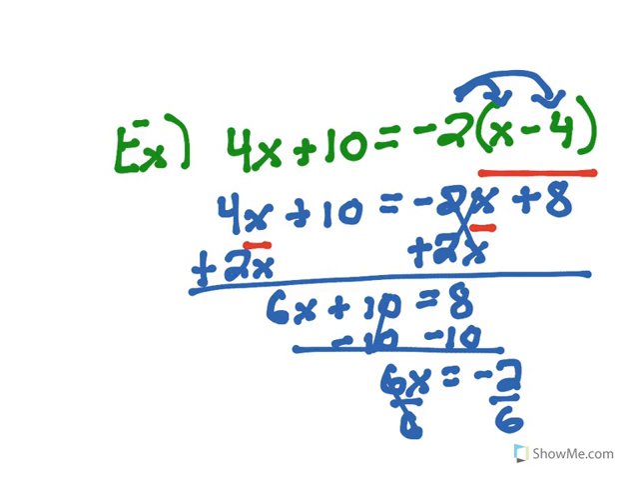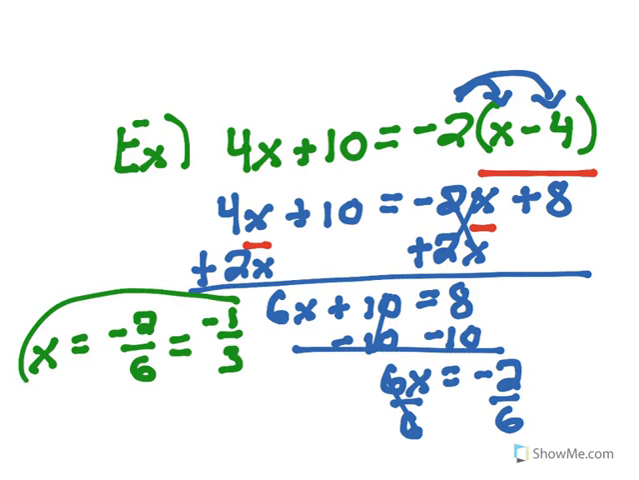Again, I'm going to write my answer off to the side here. I'm going to get x equals negative 2 over 6. Again, this doesn't go in nice and even or anything like that. So all I'm going to do here is just reduce this fraction and make it negative 1/3. And that's going to be my answer here. So my answer here is x equals negative 1/3.